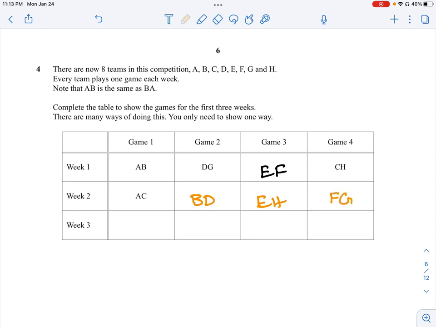Now I go to week 3. AD I choose. Any 2 teams you can choose. AD. Then BC I choose. Then EG I choose, so that they don't repeat. Finally, FH has been chosen. There are multiple answers for this question. You can do it in any one of the ways. They say you need to show only one way. We have shown only one of the ways.